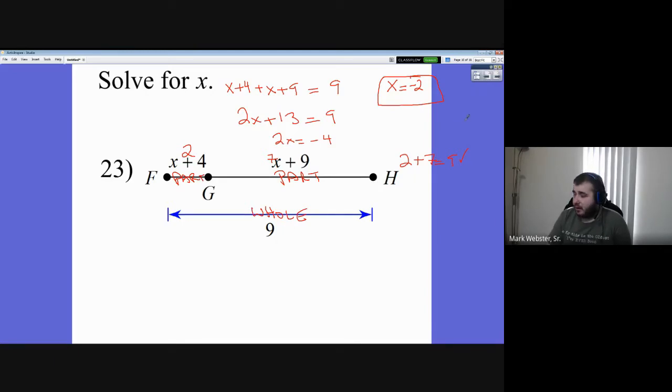So from here, all we're gonna do is, instead of saying, hey, find x, we're gonna say, hey, now that we know x, find one of these measurements. So again, our value of x was -2. And then I want to go and check to see what's what, make sure that I did it right. So I'm going to take that -2 and put it in for x wherever I see it.